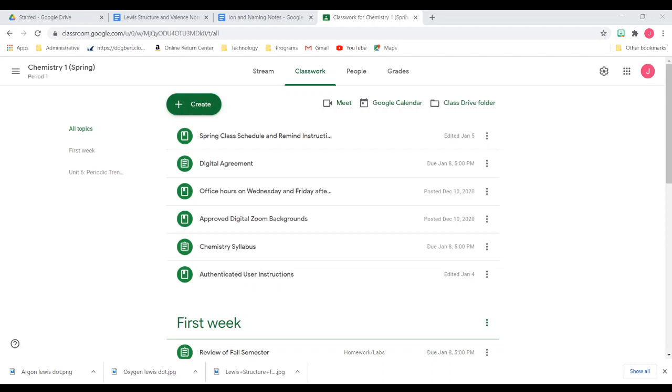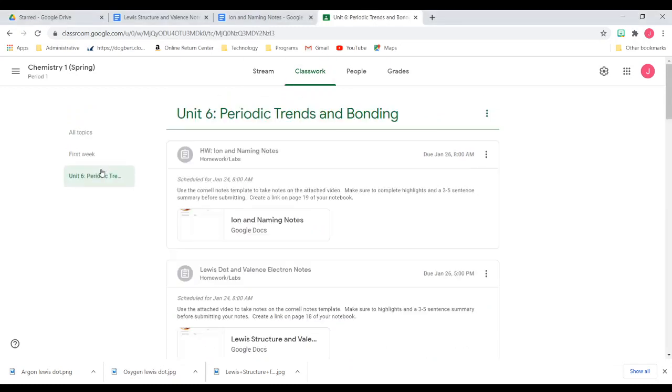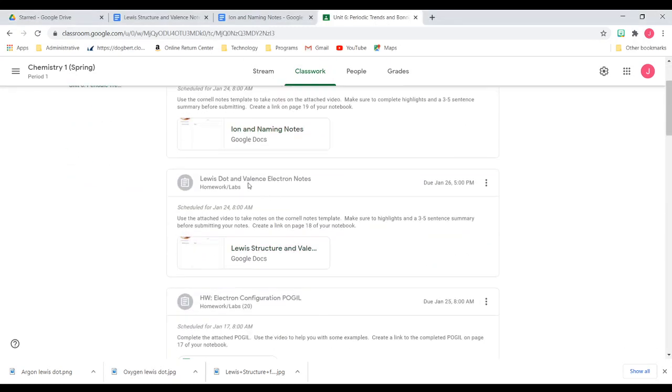All right, so these are our notes on valence electrons and Lewis dot structures. If you don't have your Cornell notes template open, go to Classroom, click on Classwork, Unit 6, and go down and find the Lewis dot and valence electron notes assignment. Open it up so that you can get the one that has your name on it, and it will be, again, Cornell notes. All right, so let's go ahead and get started.